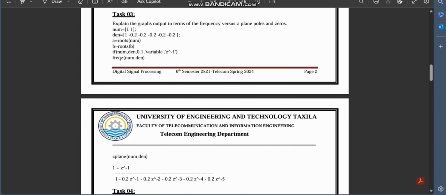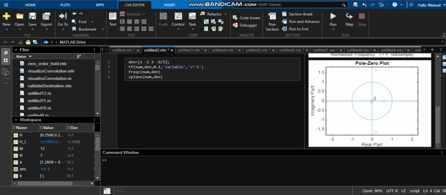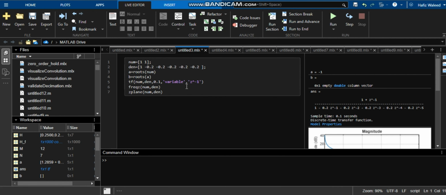In task 3, explain the graph's output in terms of the frequency versus Z-plane poles and zeros. This code defines and analyzes a different transfer function in the Z domain and includes additional steps for root calculations. The numerator is set as num is equal to 1, 1, and the denominator is 10, 1, minus 0.2, minus 0.2, and so on, which indicates a sixth order system.